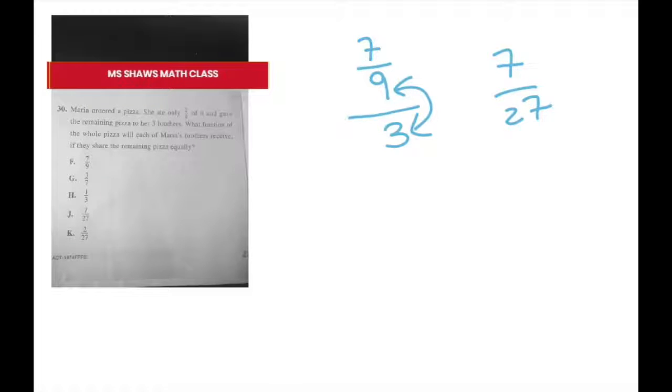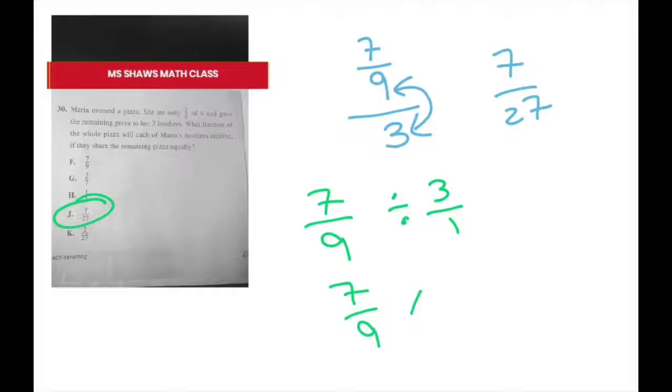And just recall, so what's the answer? J. Basically, 7/9 divided by 3. I can write this 3/1. You keep, change, and flip. So that would be 7/27.